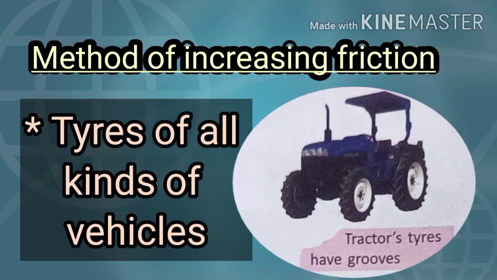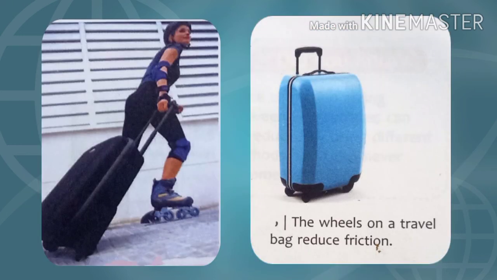Now we discuss methods of increasing friction. The first method to increase friction is the tires of all kinds of vehicles. The tires of all kinds of vehicles are provided with deep grooves so as to increase friction. This prevents the vehicle from skidding on wet roads and sharp turns.